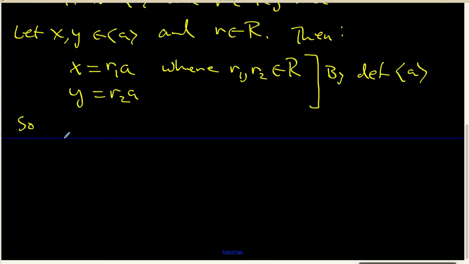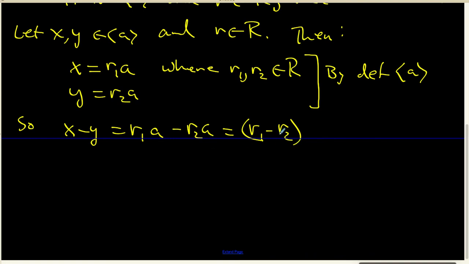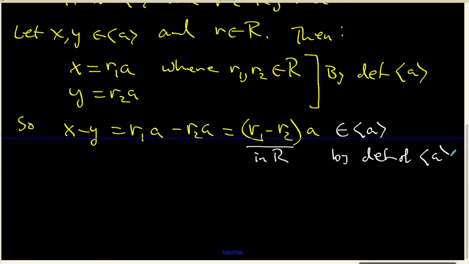Well, that means it's real easy to compute X minus Y. X minus Y is R1A minus R2A. We have the distributive law, which gives us that this can be rewritten as the product (R1 minus R2) times A, and this factor is in R, so that puts this element inside the subset generated by A by the definition of the principal subset generated by A.